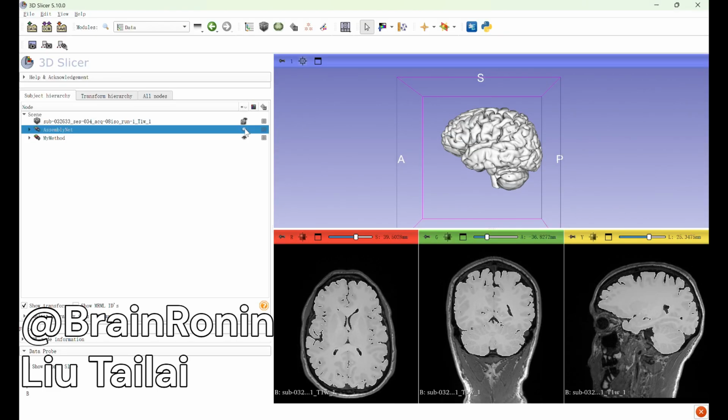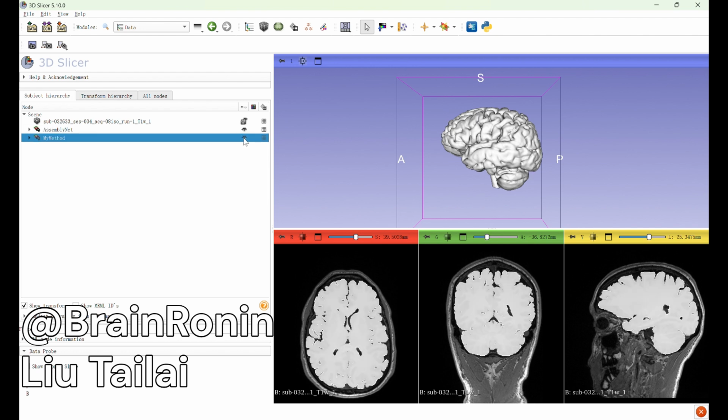Aside from statistical robustness, the brain segmentation produced by my new method is also visually much more refined and precise than that of fully automated tools such as AssemblyNet.